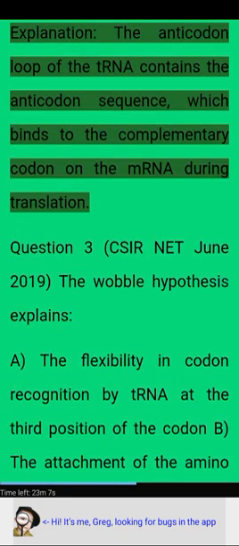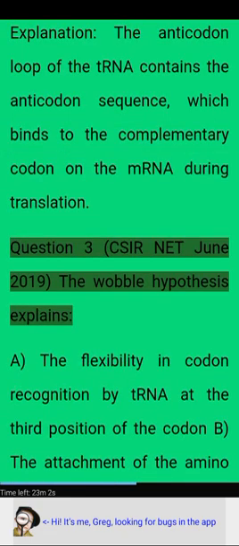Explanation. The anticodon loop of the tRNA contains the anticodon sequence, which binds to the complementary codon on the mRNA during translation. Question 3. CSIR NET June 2019.